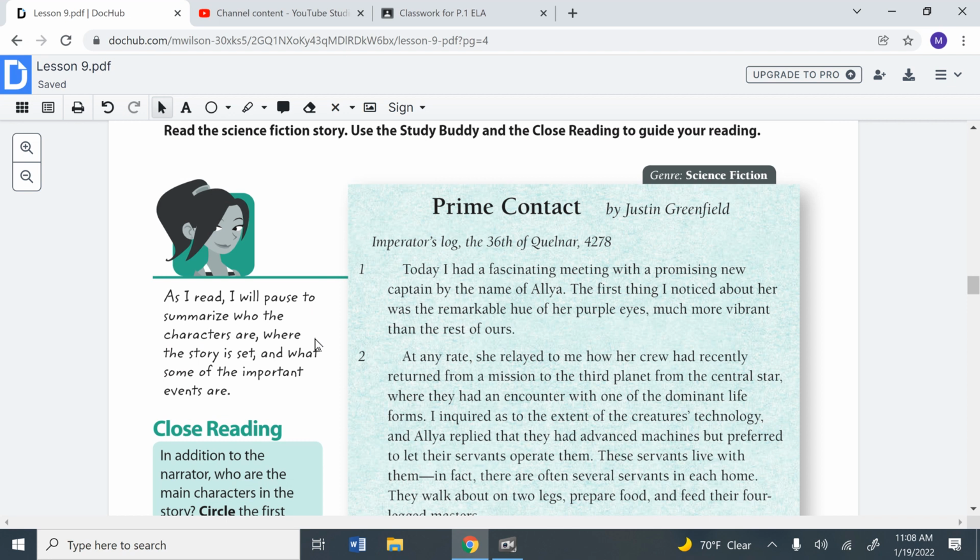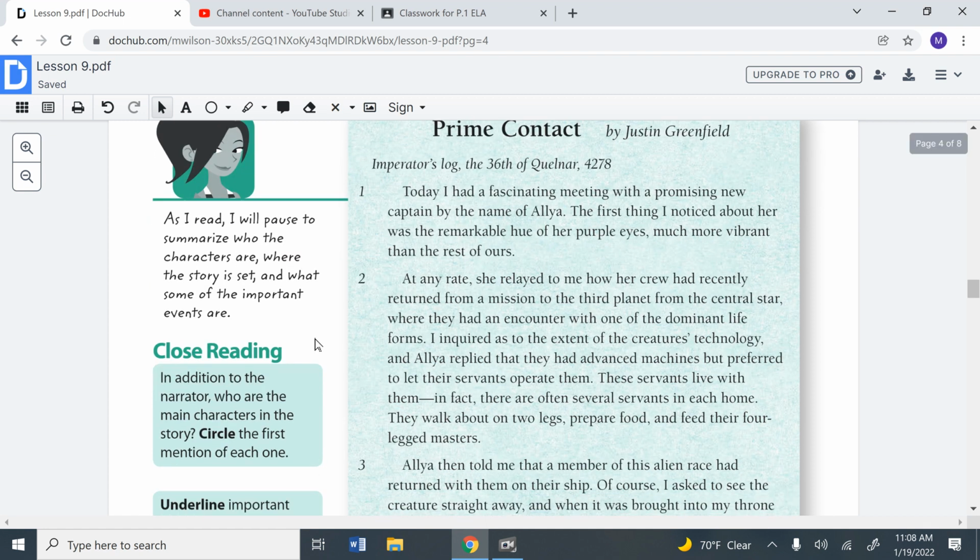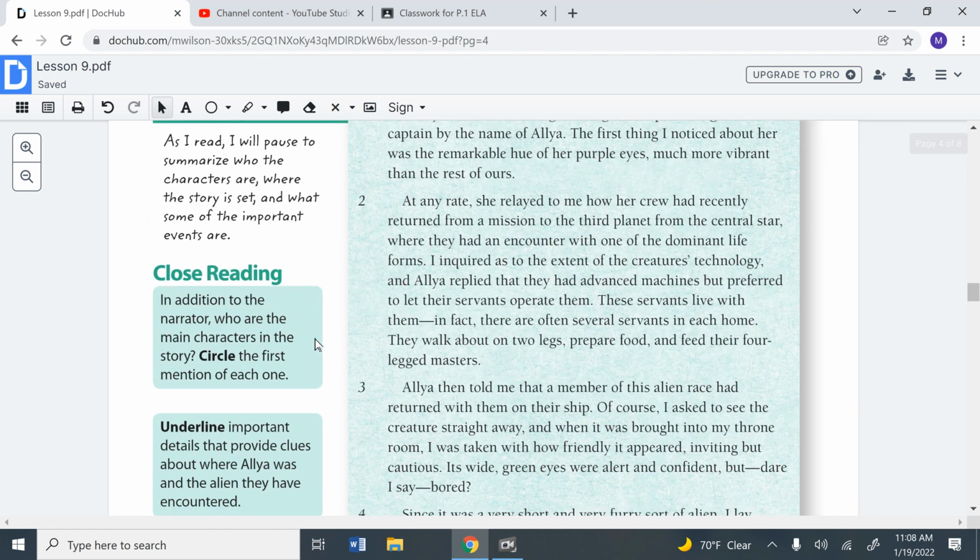Okay, so Prime Contact by Justin Greenfield. Imperator's Log, the 36th of Quelnar, 4278. Today I had a fascinating meeting with a promising new captain by the name of Aaliyah. The first thing I noticed about her was the remarkable hue of her purple eyes, much more vibrant than the rest of ours. At any rate, she relayed to me how her crew had recently returned from a mission to the third planet from the central star, where they had encountered one of the dominant life forms. I inquired as to the extent of the creature's technology, and Aaliyah replied that they had advanced machines, but preferred to let their servants operate them.